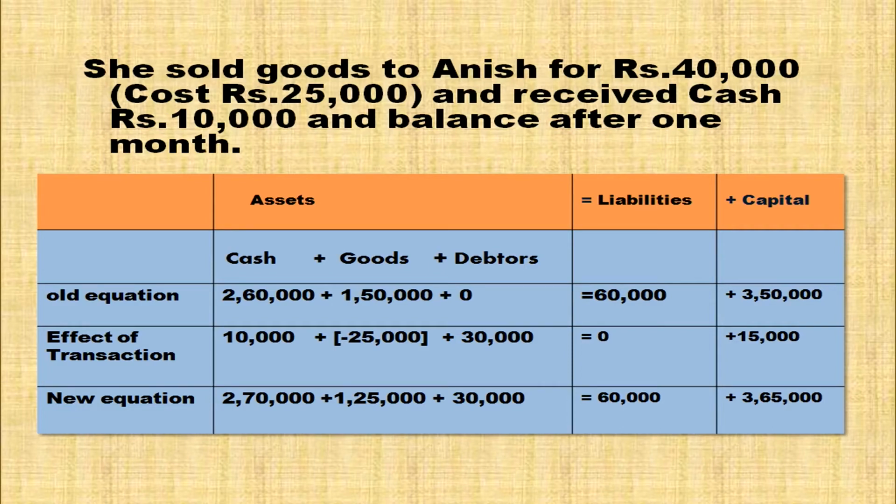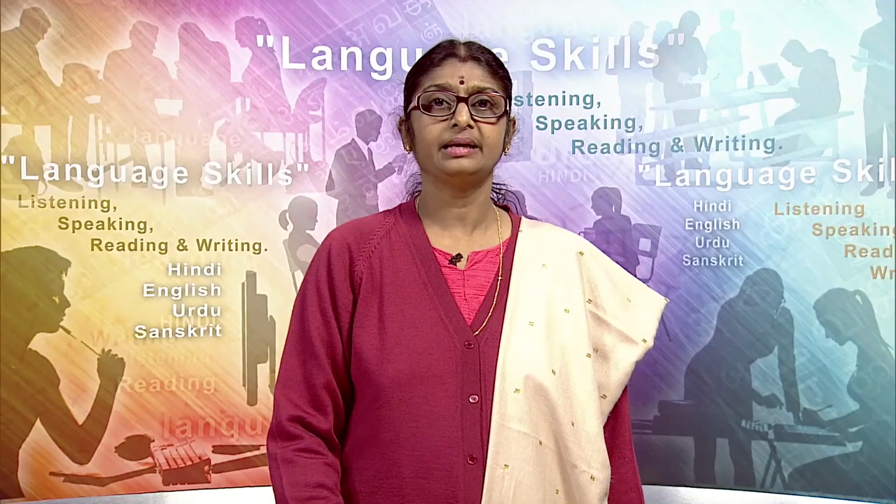2,70,000 plus 1,25,000 plus 30,000, and on the liability side, liabilities 60,000 plus capital 3,65,000. So the accounting equation is satisfied here also. Then paid salaries to employees for rupees 16,000.